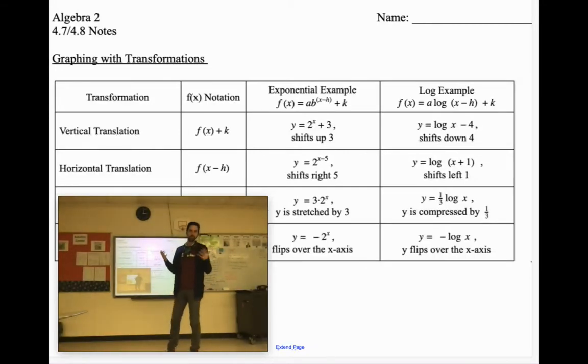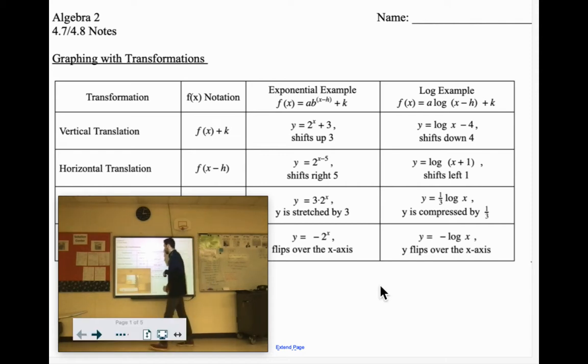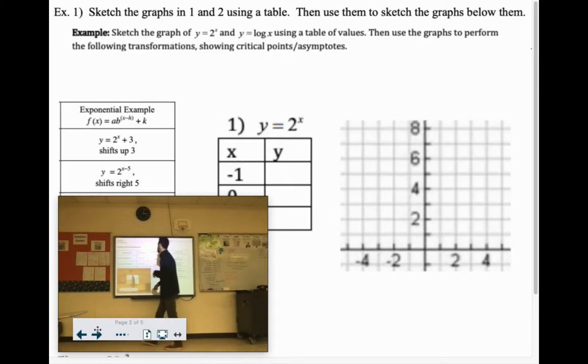These transformations are very similar to what we've done in the past. So if you see a plus or minus grouped with your x, that's going to be a horizontal shift. If you see it after the x, that is an up and down shift, a vertical shift. If you see it in front, that would show you a stretch or compression, and if it was negative, it would show you a reflection. So let's get after it with a couple of these here.